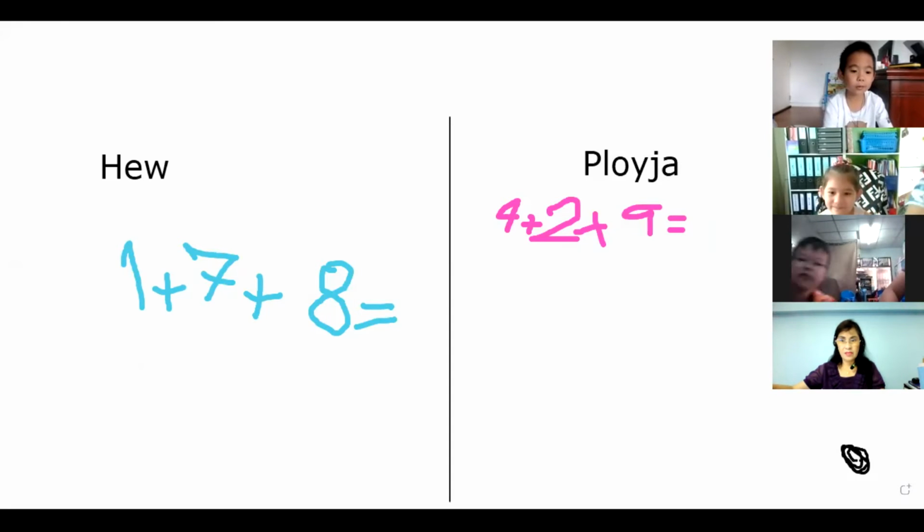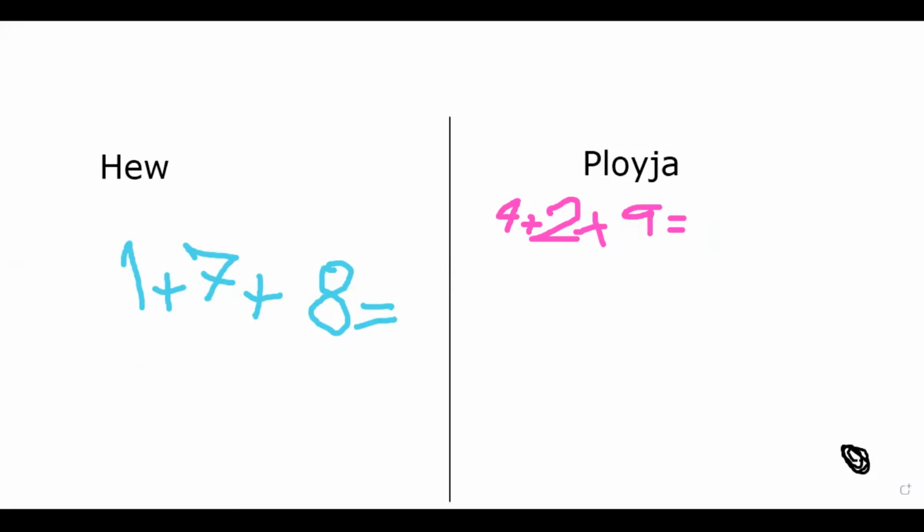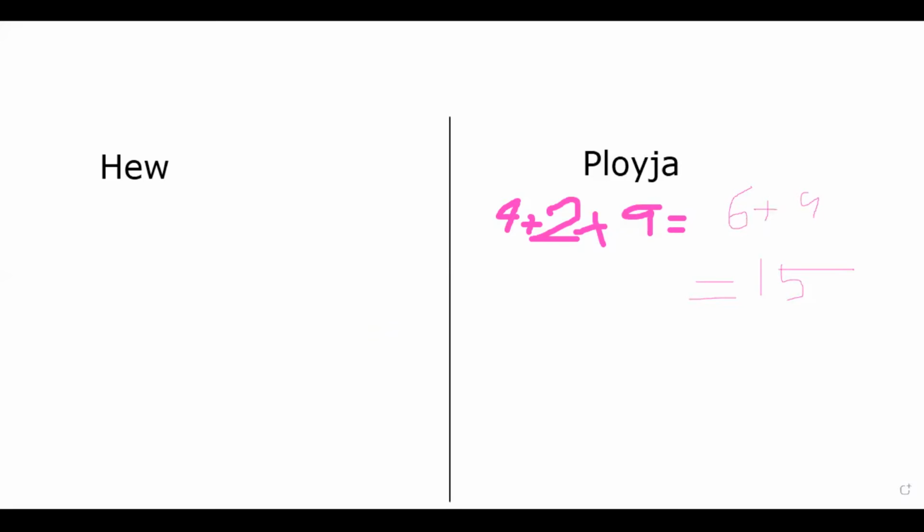Okay, you have to answer. You have to answer. You, that is not how to answer. Okay, we have Ploija. 6 plus 9. Okay, very good, Ploija. You also have to do it on the paper, on your book.